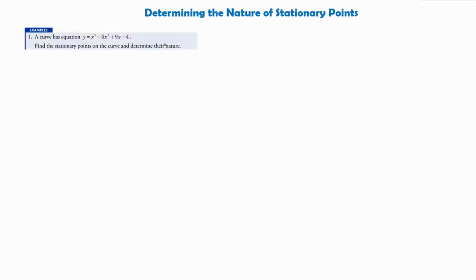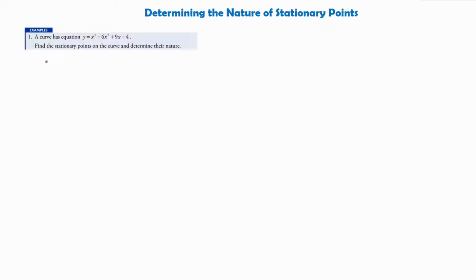Now again, this will usually be in a calculator paper if we're asked to determine the nature. If it's in a non-calculator paper, you might just be asked to find the stationary points. But here we also want to work out their nature. So when you see nature, you know you'll be using our nature table. So the first thing we want to do is find the derivative of the curve. That was our first step.